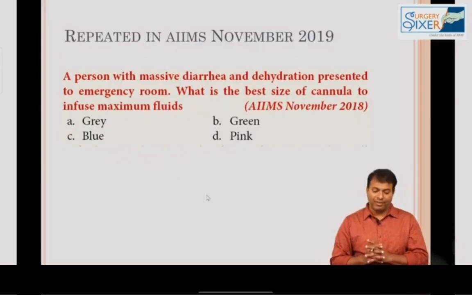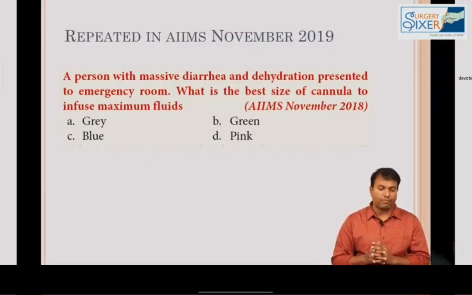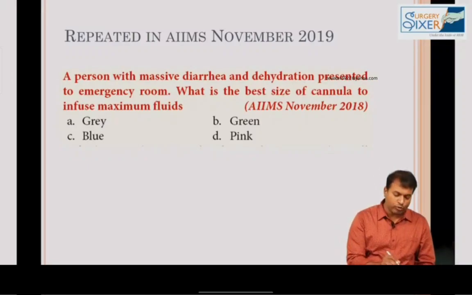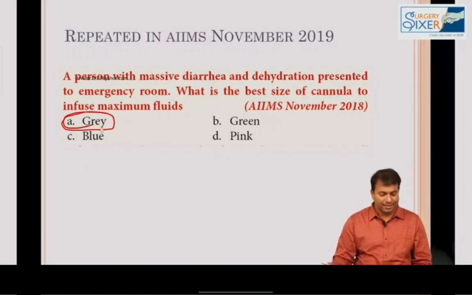A person with massive diarrhea and dehydration presented to the emergency room. What is the best size of cannula to infuse maximum fluids? The best size of cannula to infuse maximum fluid is gray. So it is 16 gauge.